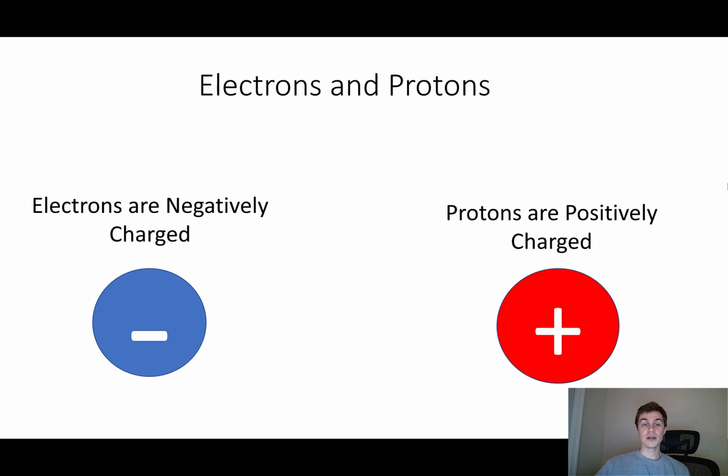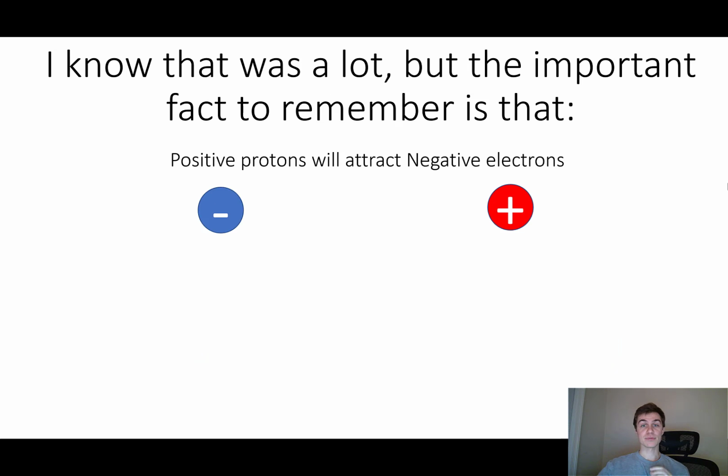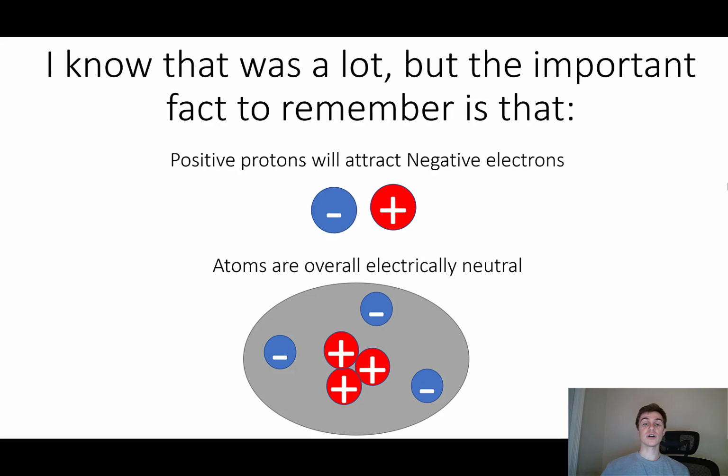So electrons in the atom are negatively charged, and protons in the nucleus of the atom are positively charged. These are the actually existing negative and positive things in chemistry. I know that was a lot to remember, but the important fact is that protons will attract electrons, positives will attract negatives, and that atoms are overall electrically neutral because they have the same number of protons and electrons. So atoms overall are not going to slide around in an electric field.